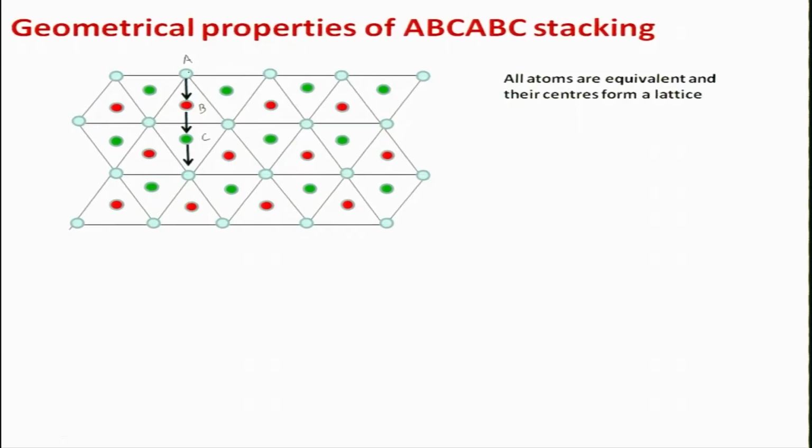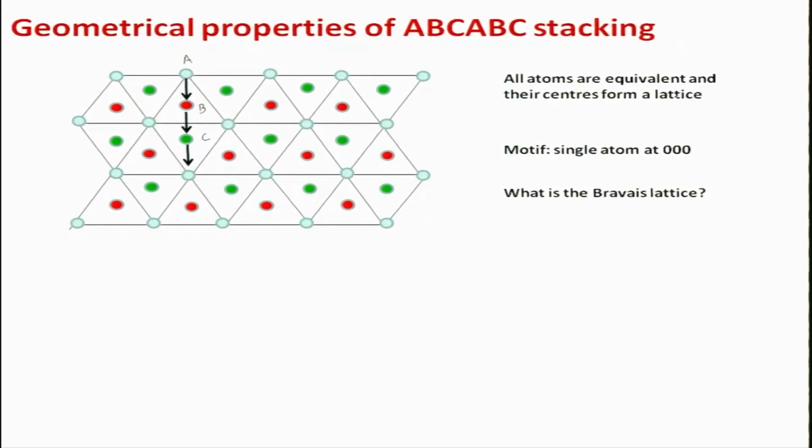I have chosen this to be A, this to be B and this to be C, but I could very well have chosen this as A, this as B, and then the A which will come on top of C will become C. Okay. So, in that sense all the atoms are equivalent and their centers form a lattice. So basically what you have is the motif is a single atom at 0 0 0.